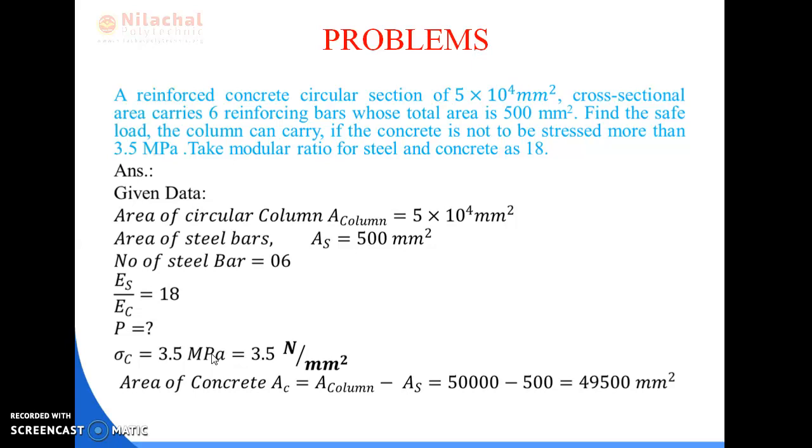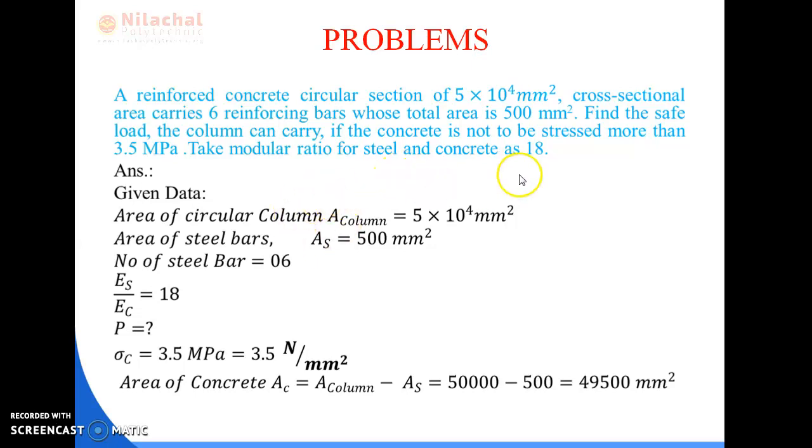From the above question, we understand that the data given to us is: circular section 5 into 10 to the 4 mm square cross sectional area. That means area of column is equal to 5 into 10 to the 4 mm square. The column carries 6 reinforcing bars, meaning steel bars, whose total area is 500 mm square. We know that area of steel bar is denoted by AS, that is equal to 500 mm square.